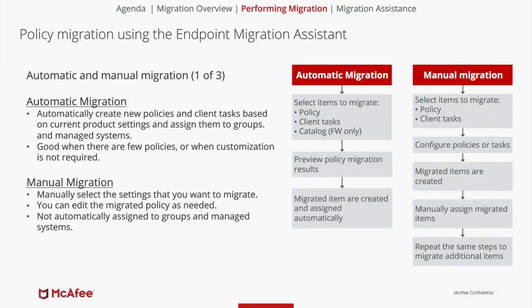The Endpoint Migration Assistant provides 2 different ways that you can complete the migration of your policies and client tasks. Automatic migration, which, based on a selected system tree group, migrates all of the policies and client tasks automatically, as well as automatically assigning them after the migration, or manual migration, where you select the individual policies and/or client tasks that you wish to migrate. You can edit them before they're saved, and they're not automatically assigned to different groups of systems.